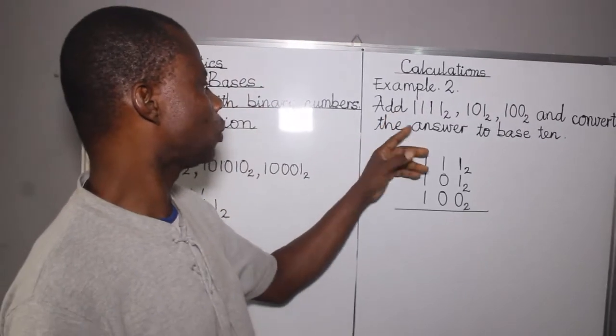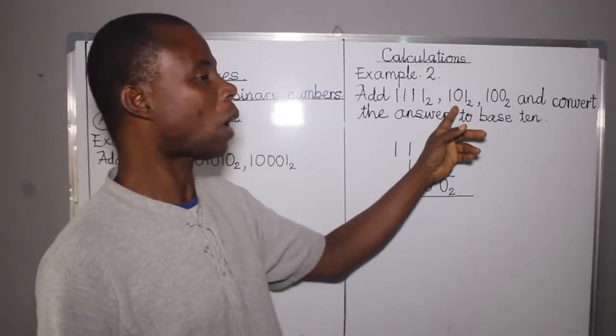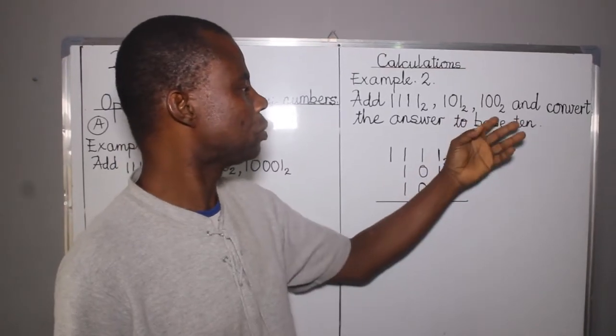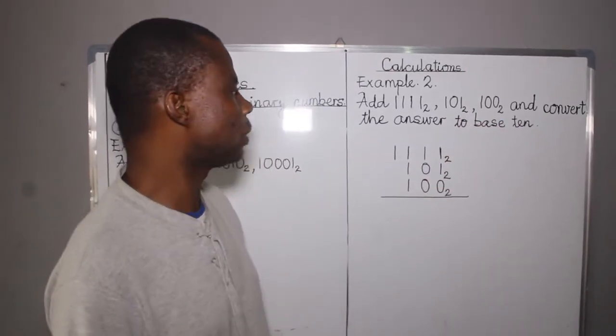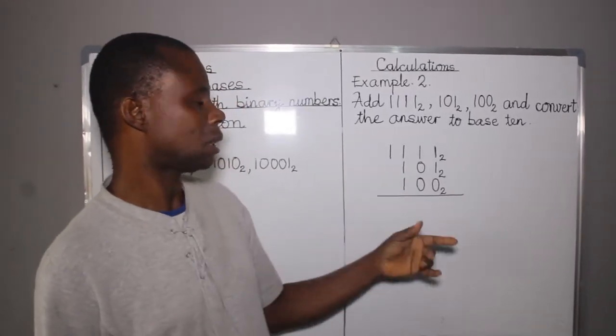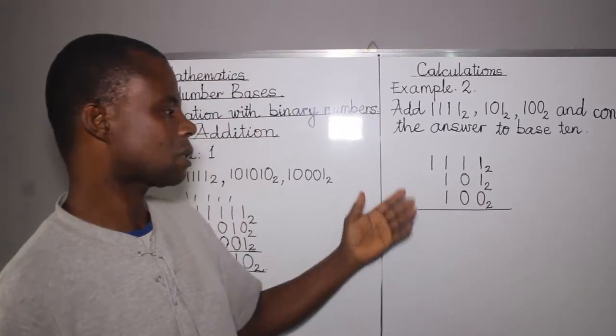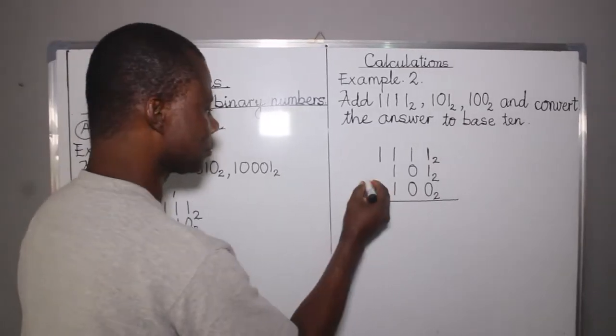We look at the second example under our calculation. We have add 1,111 base 2 to 101 base 2, then 100 to base 2. And the question went further, asking us to convert the answer that we get after addition to base 10. First, let's add the figures.